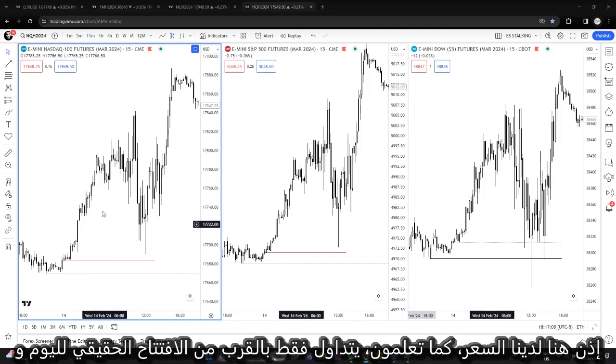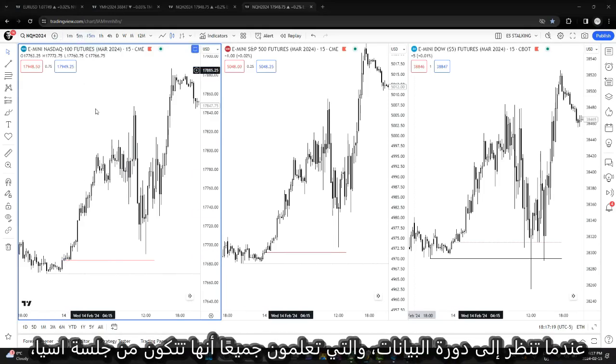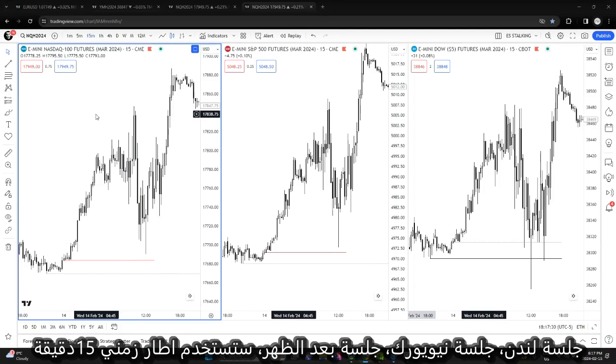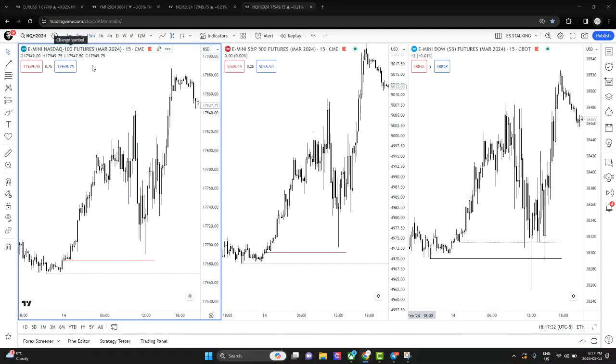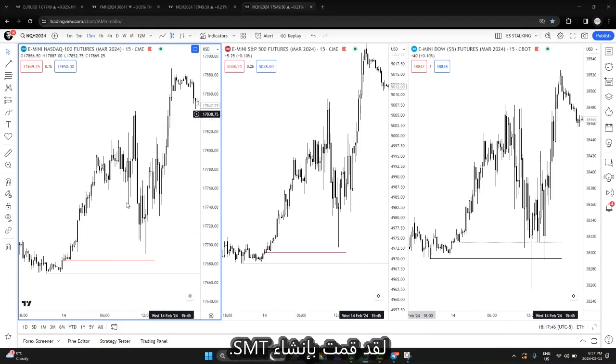So right here we have price just trading down close to the true day open, and the time frames are specific, right? When you're looking at the daily cycle, which you all know is comprised of the Asian session, the London session, the New York session, and the afternoon session, you'll be using the 15-minute time frame. So yes, we had price trading close to this true open, but it didn't get there before it rallied, and it created SMT.